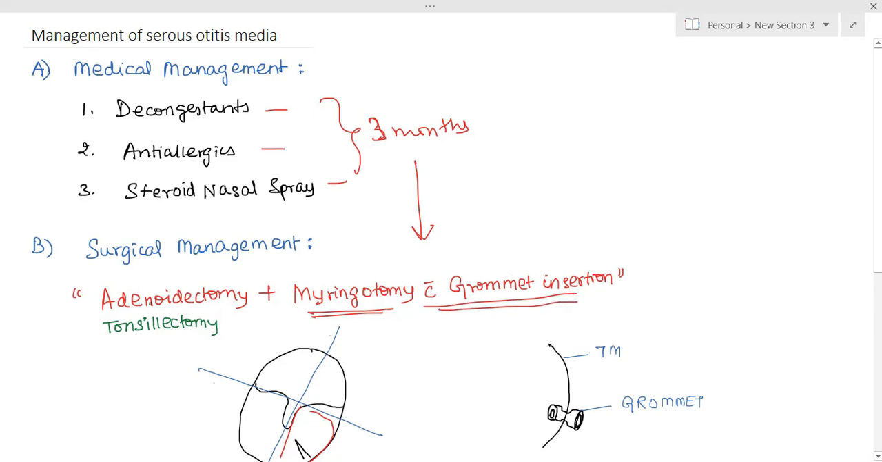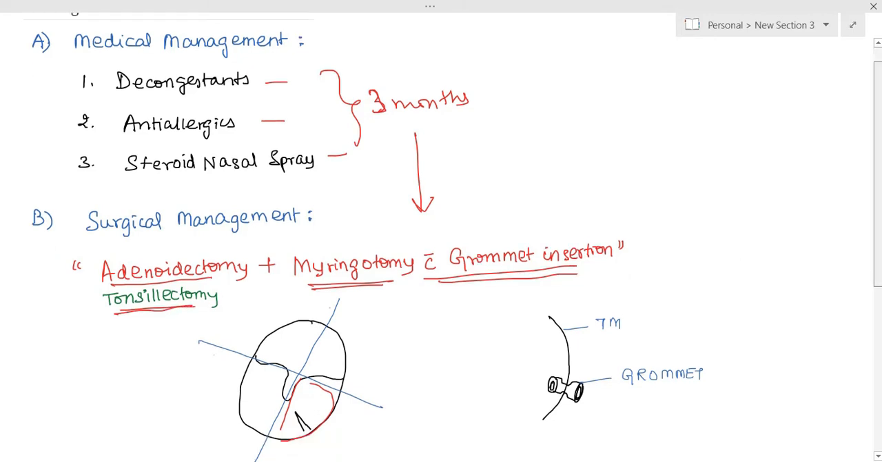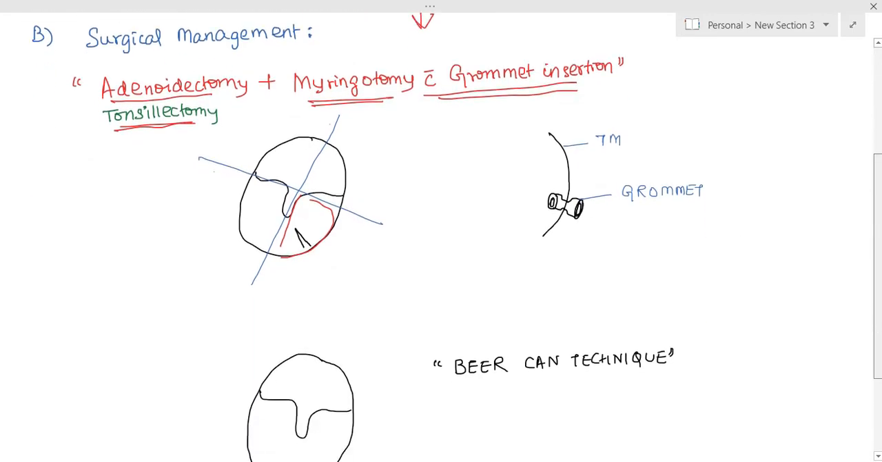And you have to do adenoidectomy or tonsillectomy. That is, you have to do the surgery for the causative problem. Okay, now if the eustachian tube was blocked due to adenoid, then we have to do adenoidectomy, and if it was due to tonsillitis, then we can go for tonsillectomy. Okay, now we'll talk about myringotomy and grommet insertion.